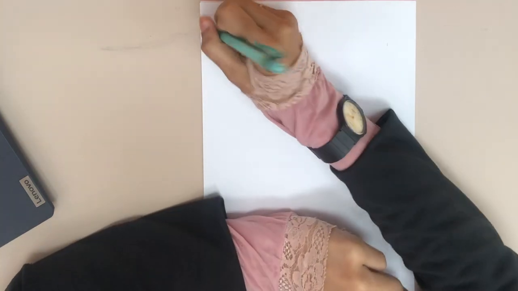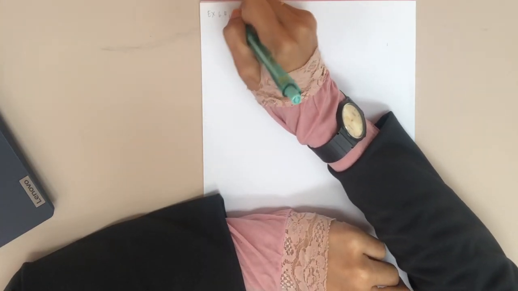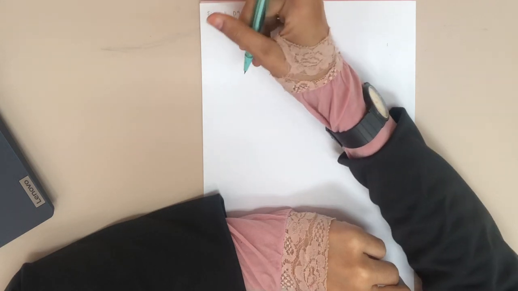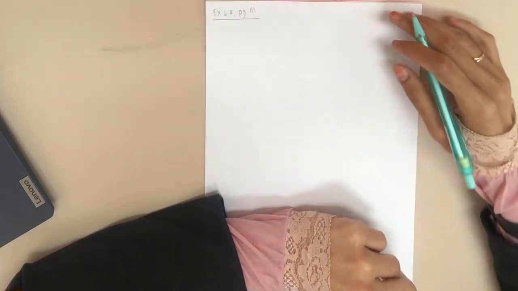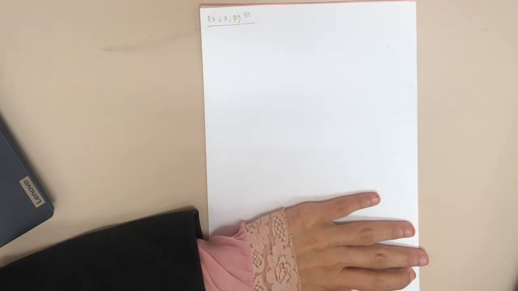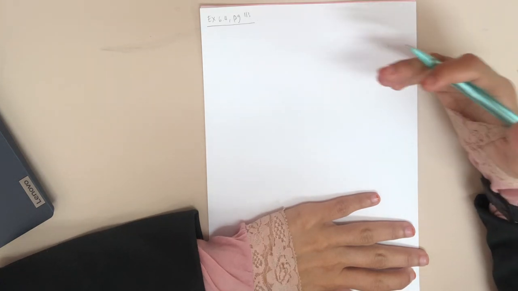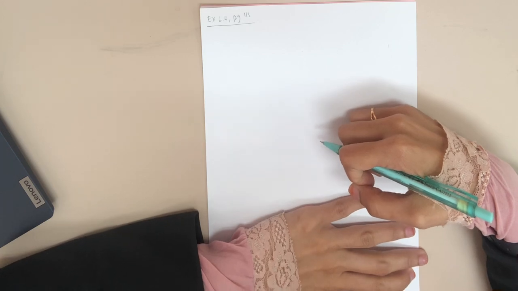Class, so we continue with part 2, which is the proportion. I continue with example 6.4, page 113. I read the question here. A quality study was performed on the manufacturing of application-specific integrated circuits, ASIC.